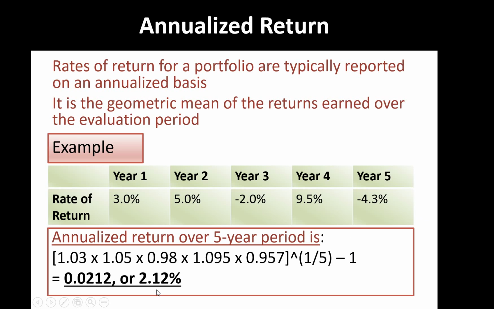But the key attribute here is that this chain linking of these returns is equivalent to a geometric mean of the returns earned over the evaluation period. And this will give you accurate output: if I had a portfolio that returned 2.12% every year for 5 years, it would give me the same ending value as if I had a portfolio that earned these 5 returns each year. So just remember this annualized return calculation and how to express portfolio measurements on an annualized basis.